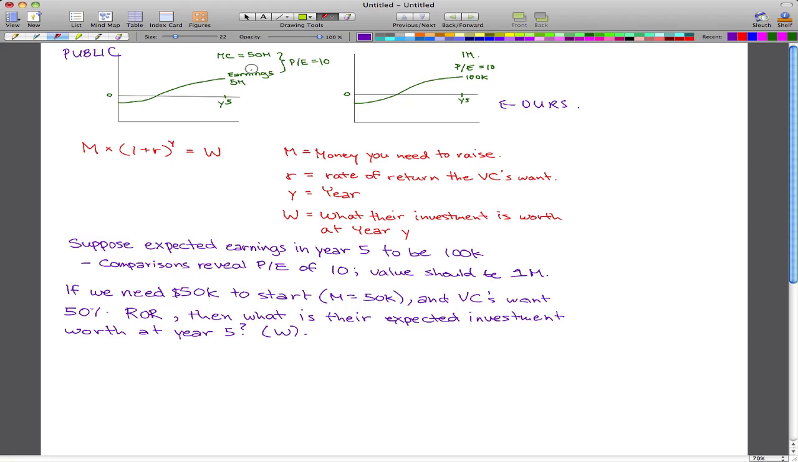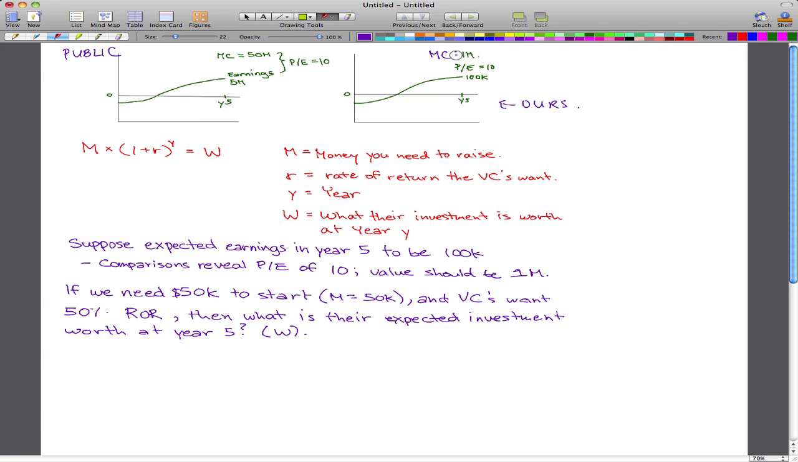Just 50 divided by 5, or 5 times 10 to get the number. So this is our graph, and we're a private startup. We didn't actually go public in year five, so our earnings at year five are only 100K. Using the same PE ratio as the public company, that is 10, our market cap would actually be 1 million.